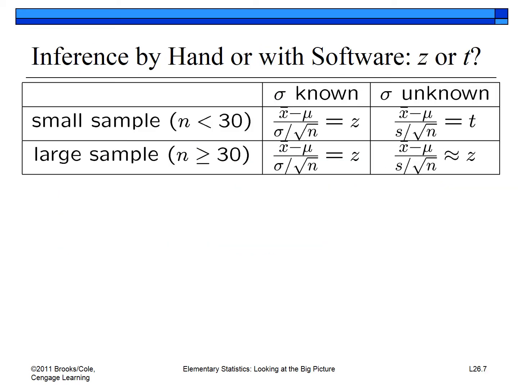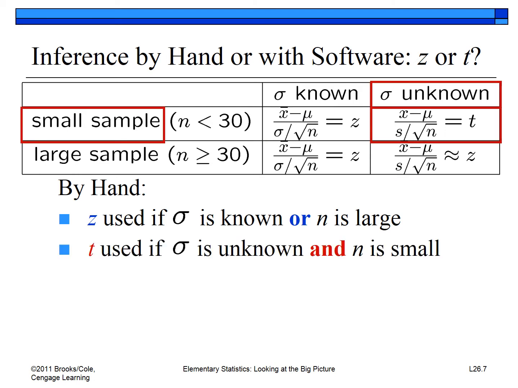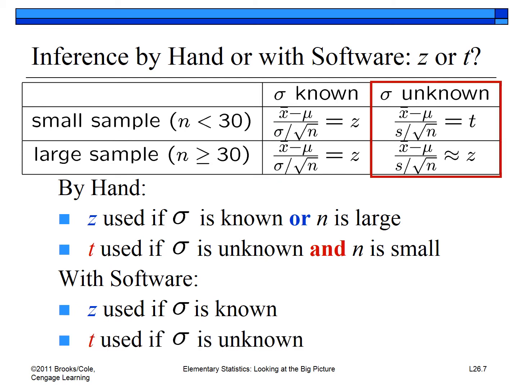So how do we know which one of these to use? In general, if we're doing this by hand, we'll use z if we know sigma or if n is large. Otherwise, we'll use t. That is, if we don't know the population standard deviation and the sample size is less than 30. However, we'll get more accurate results whenever we're using software, that is calculators or Excel or some other software package. We'll always use z if sigma is known, and we'll always use t if sigma is unknown.